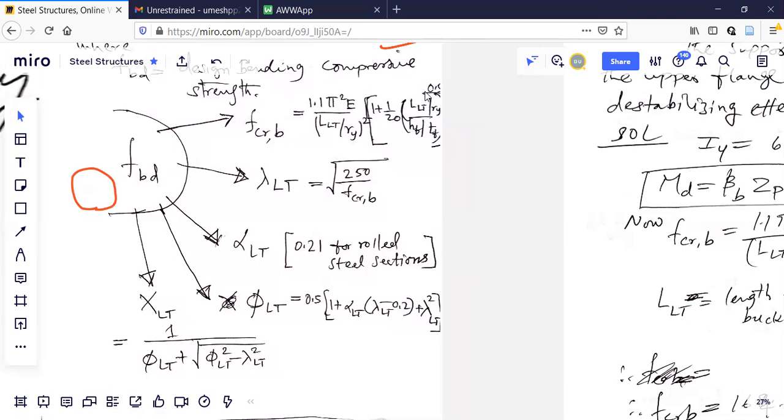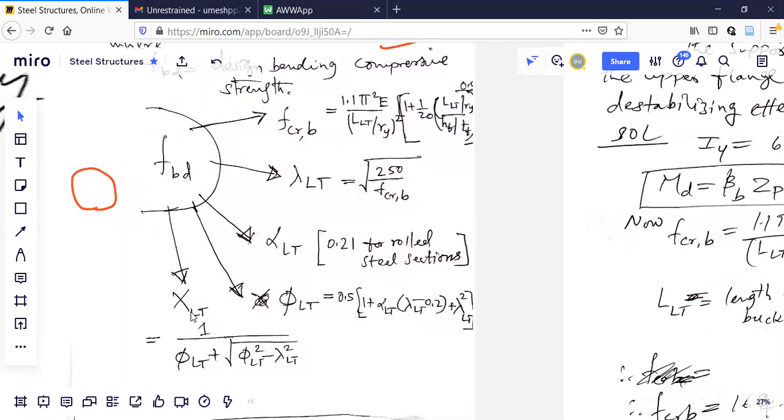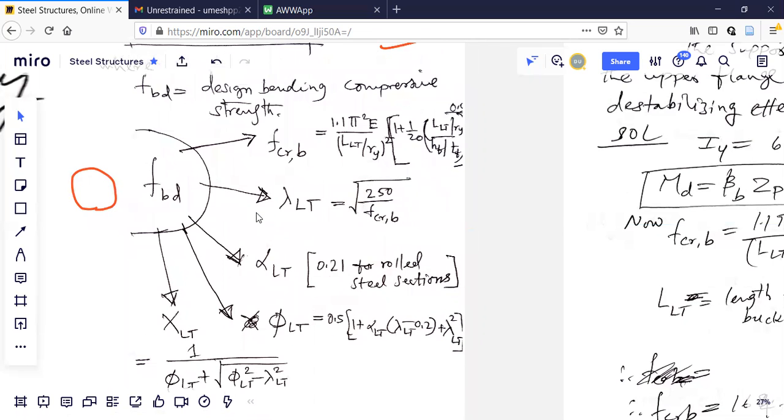This part it is raised to 0.5. In one more page it is more clear. But I wanted you to remember it in this way only. The note should be written like this. There is no question of writing notes and all here. You should remember how to proceed with the solution.